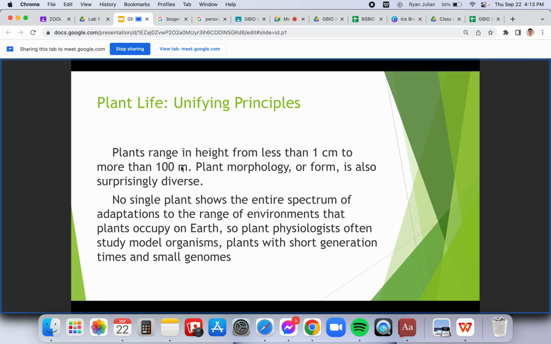All right. I would also like to point out that no single plant exhibits the entire spectrum of adaptations to the range of environments that plants can occupy on this planet, which is the Earth. That is why it is generally presumed that plant physiologists often study model organisms, plants with short generation times and small genomes. So there we have it, genomes.